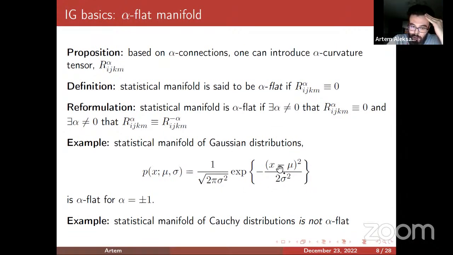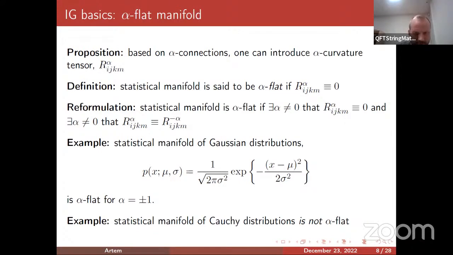And the simplest possible example is the statistical manifold formed by Gaussian distributions. It is simply a Gaussian distribution with average mu and dispersion sigma. And the statistical manifold formed by these Gaussian distributions is alpha flat for alpha equal to plus minus 1. A more complicated example is the statistical manifold of Cauchy distributions, and one can check that the statistical manifold of Cauchy distributions is not alpha flat.